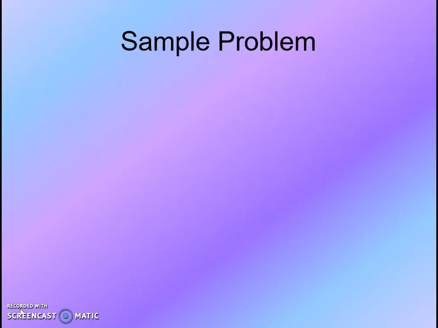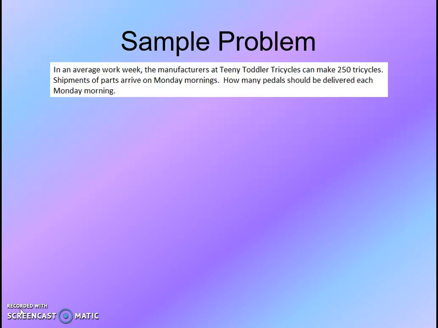Let's take a look at this with something that might be a little more familiar to us before we get into a chemical problem. Here we have Teeny Toddler Tricycles, and when Teeny Toddler Tricycles is looking to manufacture their tricycles throughout a work week, they're going to get a delivery on Monday morning. And all the parts they need for the entire work week are going to be delivered that Monday morning. Well, if the manufacturers at Teeny Toddler Tricycles can make 250 tricycles in 1 week, how many pedals need to be delivered there for Monday morning?